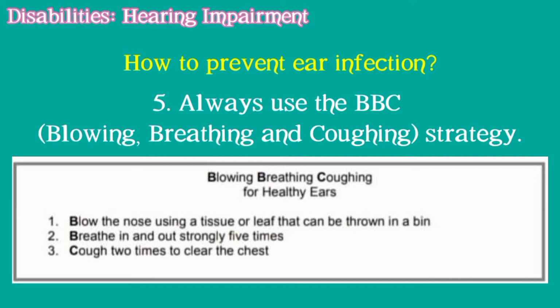So the blowing, breathing, coughing for healthy ears is: first, the B is blow the nose using a tissue or leaf that can be thrown in a bin, like that. Then the second is breathe in and out strongly 5 times. Third is the C, which is cough 2 times to clear the chest.